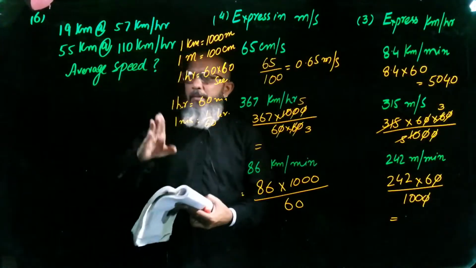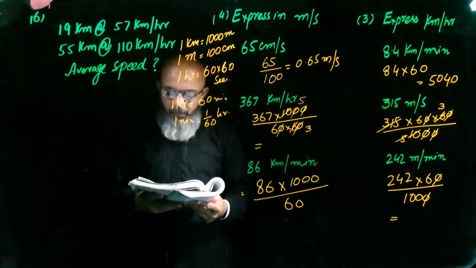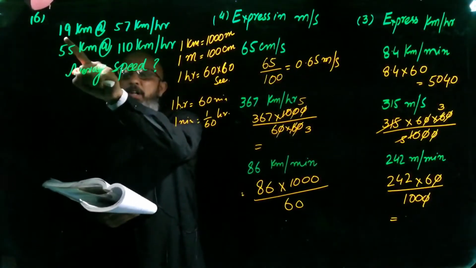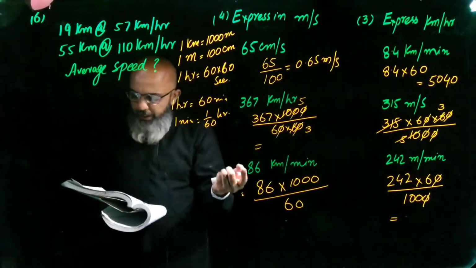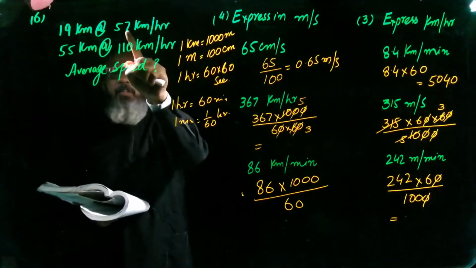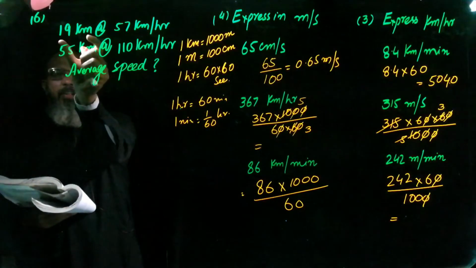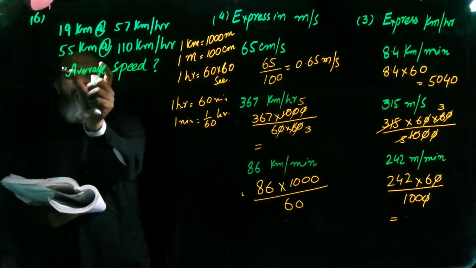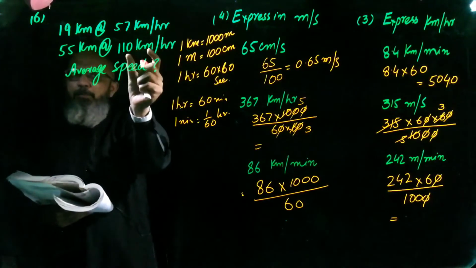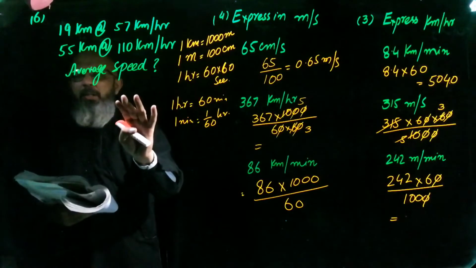So in this question the main points I write there. I read the question. A car travels first 19 kilometers of its journey at speed of 57 kilometers. Means first train travels, it's a train? No, it's a car. Car travels 19 kilometers at 57 kilometers per hour. That's its speed and that's the distance the car traveled. In the second phase, the car travels 55 kilometers at the speed of 110 kilometers per hour. You have to find the average speed.